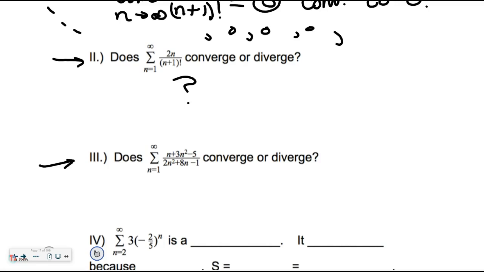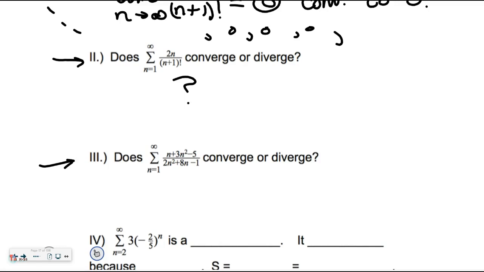So it says, does this series converge or diverge? That's a series. If it was a sequence, you could answer that right now, right? What would you say? Converges to? 3 halves. Yes, 3 halves. Its limit. Awesome.